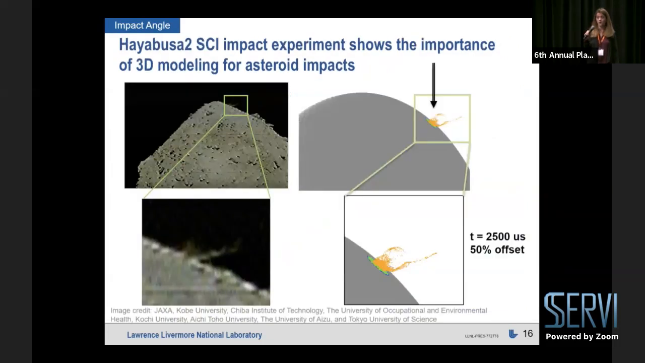And now an interesting development within the last few weeks has been the successful fielding of the Hayabusa 2 SCI impact experiment. And I think this really shows the importance of 3D modeling for asteroid impacts. I'm not on the team, so I don't know any of the details beyond what's on Twitter and so forth, but you can see that this ejecta curtain does not look axisymmetric, at least the way it's viewed here. And so whether that's being controlled by the impact angle or local topography, it really calls attention to needing to use 3D models to capture the realistic development of ejecta in these types of impact experiments.